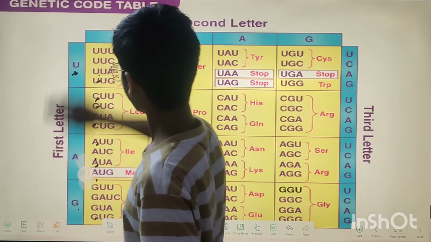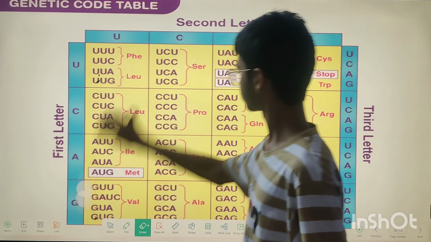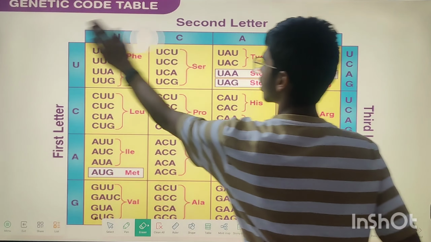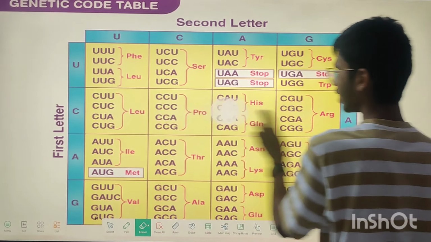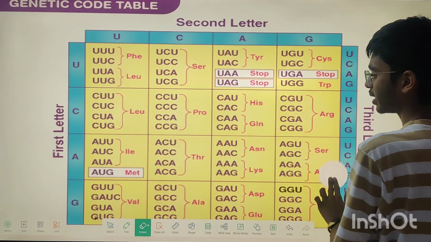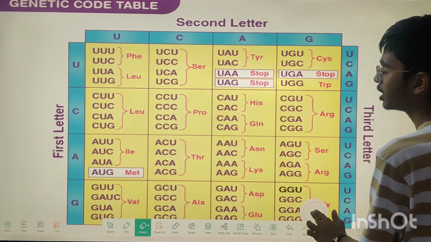So that is what it actually says. Throughout this entire box, the first letter will be only U. Throughout this entire box, the first letter will be only C. Throughout this entire box, the first letter will be A. Throughout this entire box, the first letter will be G only.